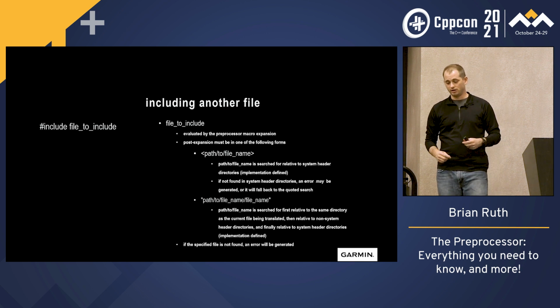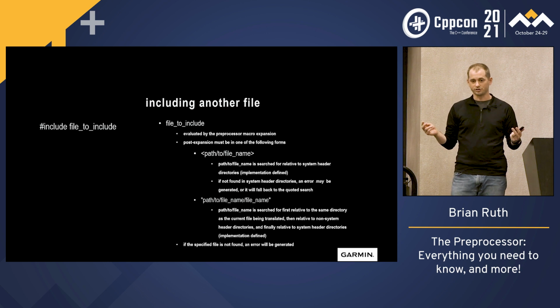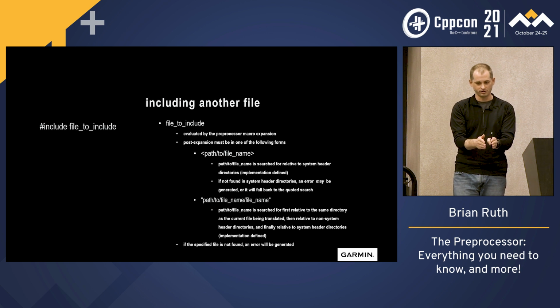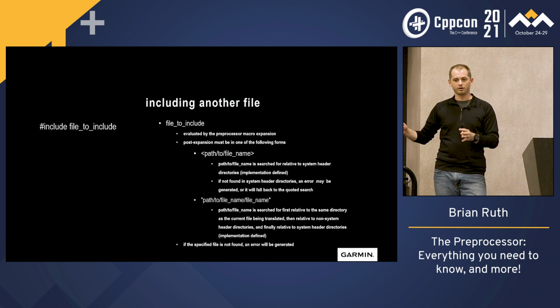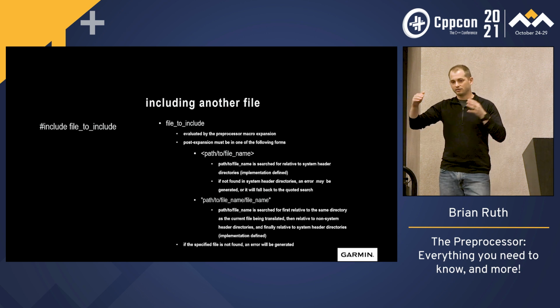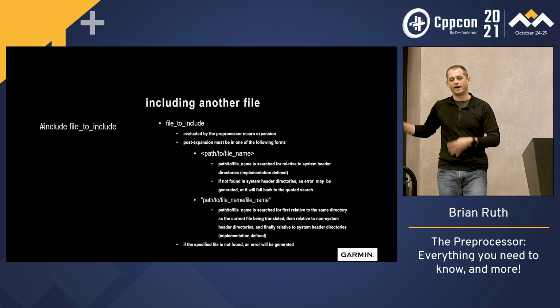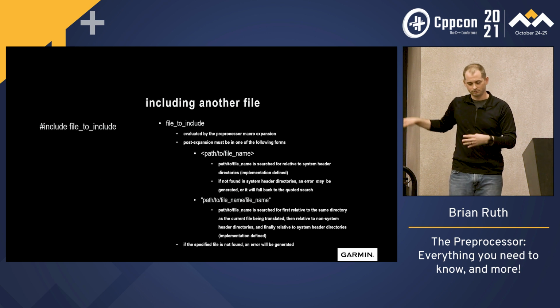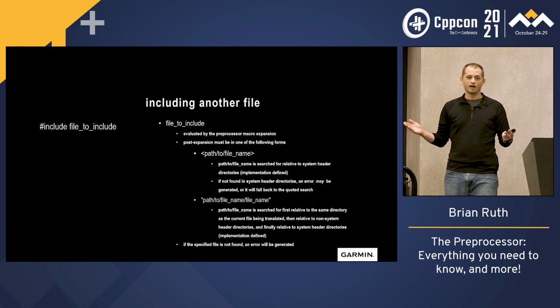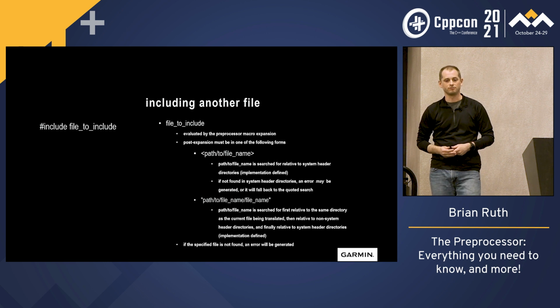Same thing with the quoted version. So the quoted version is what we generally use for look in this directory or relative to this file's directory first, then look at possible other include directives that you passed into the compiler, and then failing that, fall back onto the system lookup folders. And if that specified file is not found, then it's just going to fail to compile.